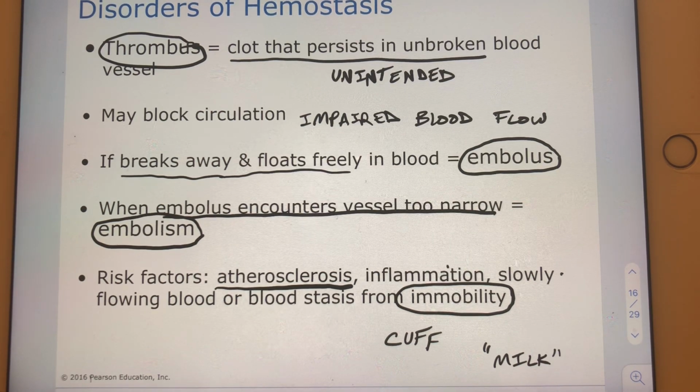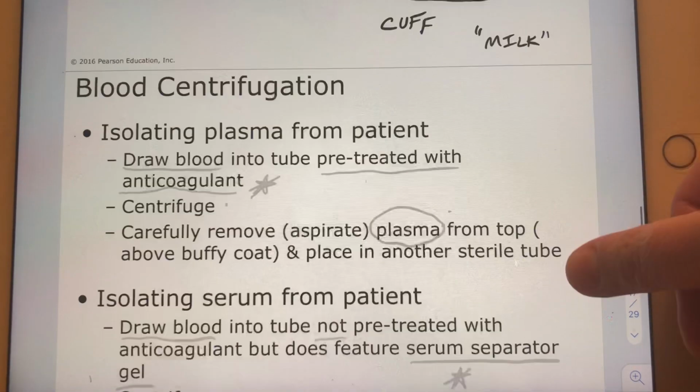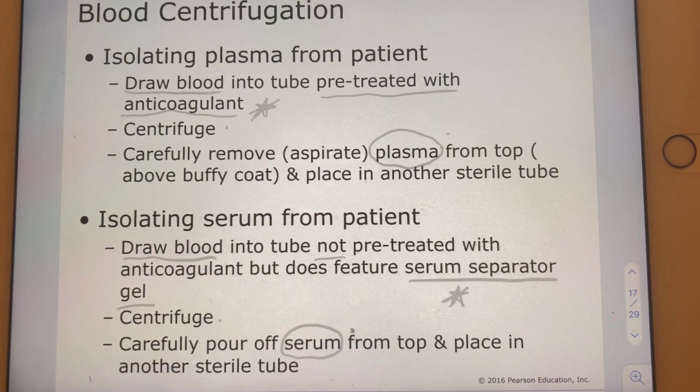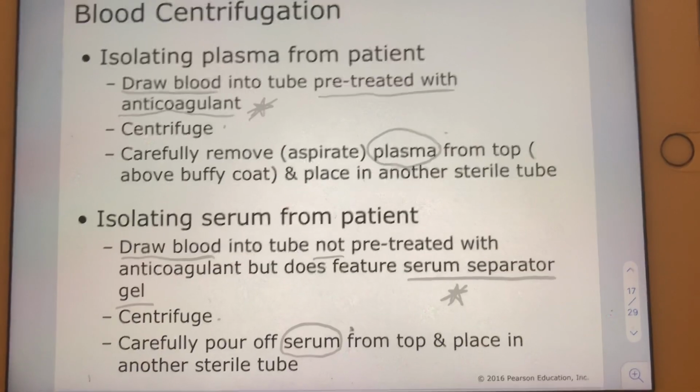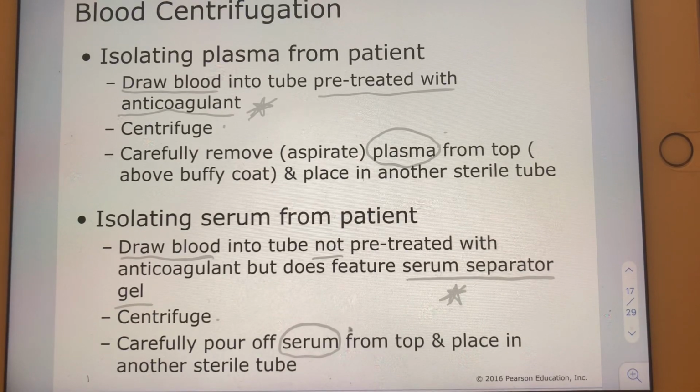Okay. Next thing we're going to talk about is blood centrifugation. Oh my goodness. Blood centrifugation. There, I got it. Howdy. Sometimes we want to isolate plasma from a patient. Sometimes we want to isolate serum from a patient. And sometimes we want to isolate both from a patient.